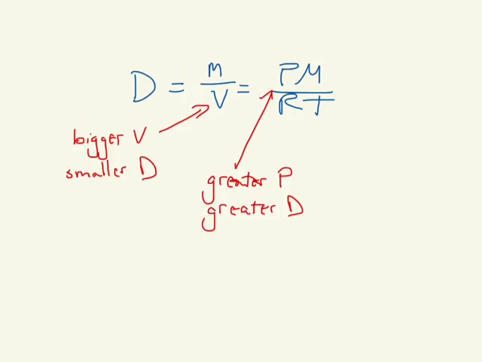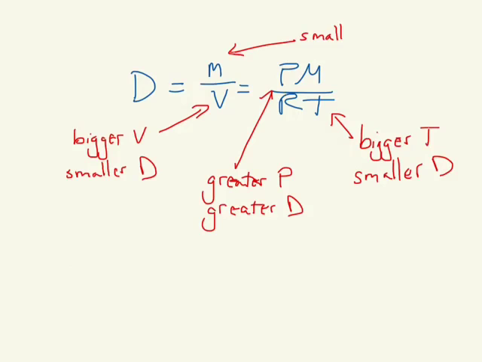Likewise, we can look at temperature. If the temperature of a gas keeps getting larger, heating your gas up more and more, again, a bigger denominator makes density smaller. I suppose we can do one more. Let's look at mass. If I have a really small mass of gas, that's going to lead to a smaller density.